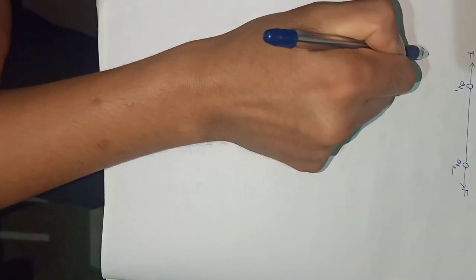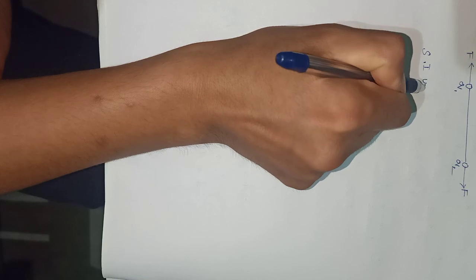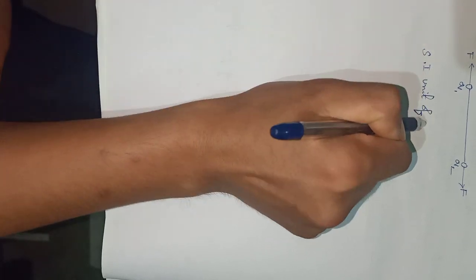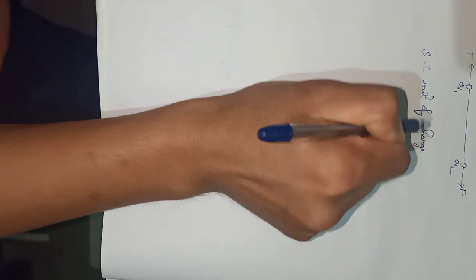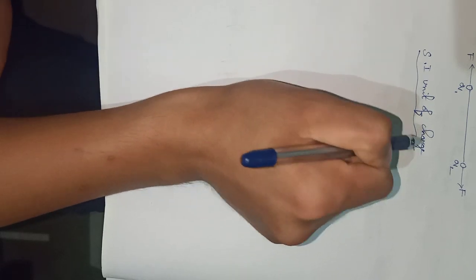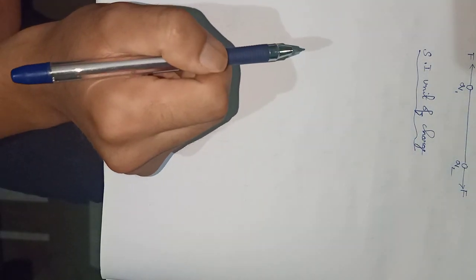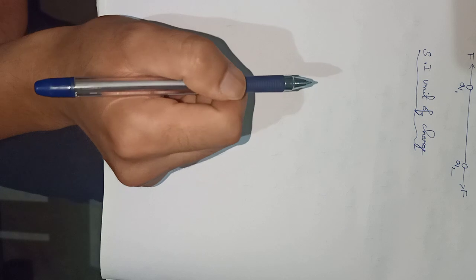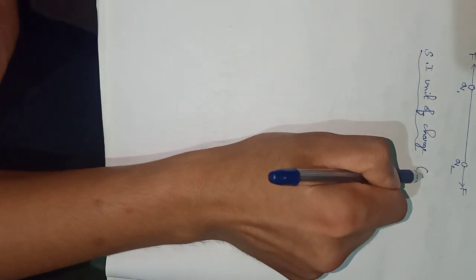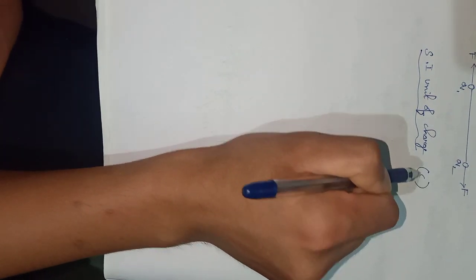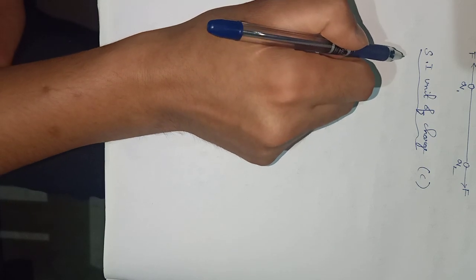The next one is SI unit of charge. Now the SI unit of charge is Coulomb, which is also denoted by C. Now what is 1 Coulomb?